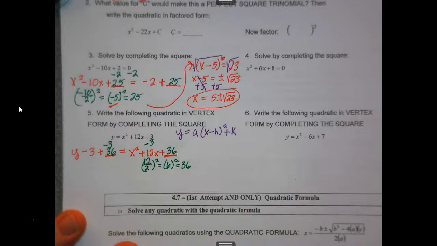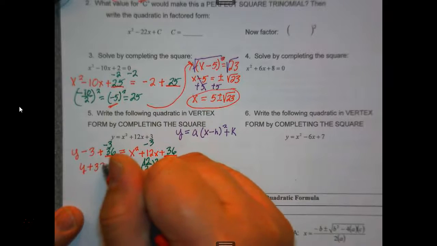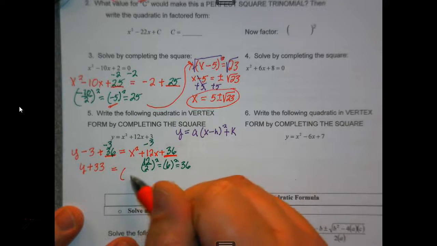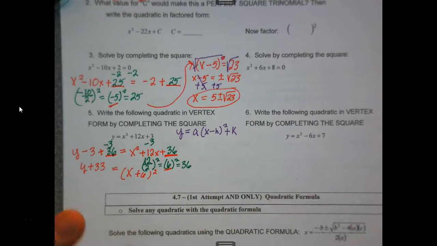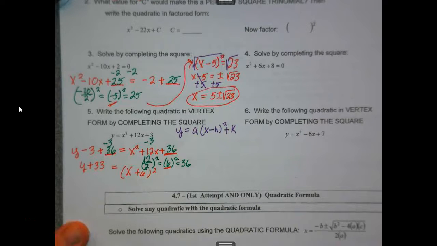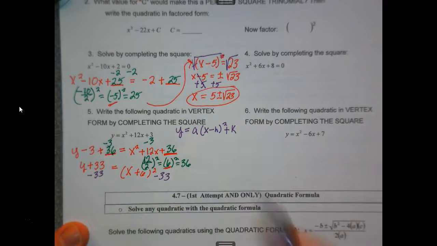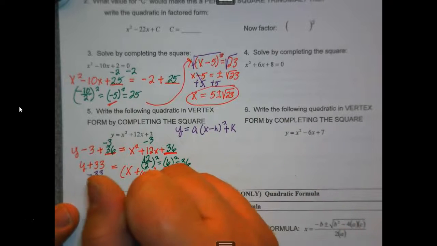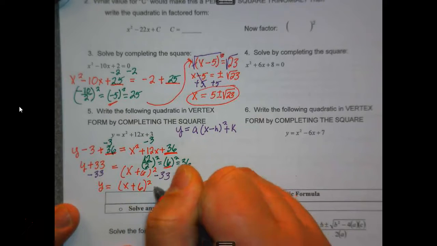Okay, left-hand side. y minus 3 plus 36 is y plus 33. Right-hand side, my factored form, x plus 6 squared. And then I have to subtract 33 from both sides, right? To get y by itself. So my final answer: y equals x plus 6 squared minus 33.